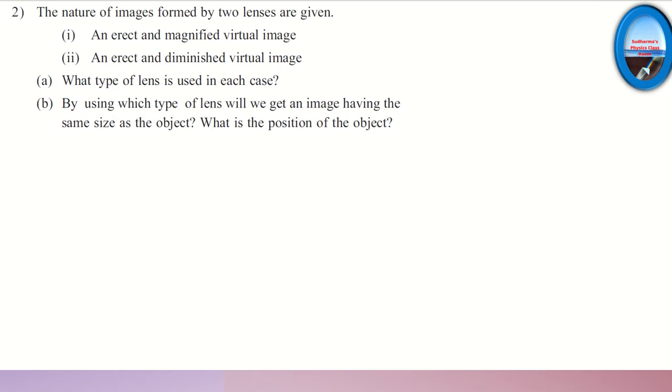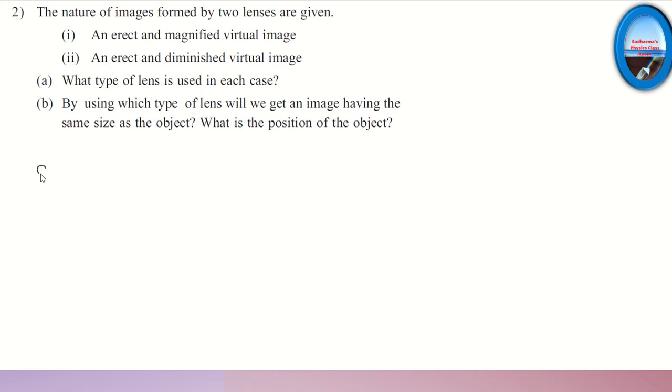The nature of images formed by two lenses are given: an erect and magnified virtual image, and an erect and diminished virtual image. What type of lens is used in each case? By using which type of lens will we get an image having the same size as the object? What is the position of the object?